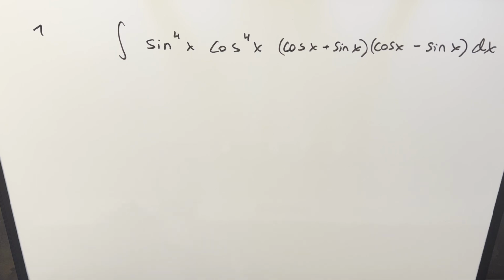Okay, we have here an interesting trig integral from the MIT Integration Bee 2020, number 7. We've got the integral of sine to the fourth x, cosine to the fourth x, times (cosine x plus sine x) times (cosine x minus sine x) dx.